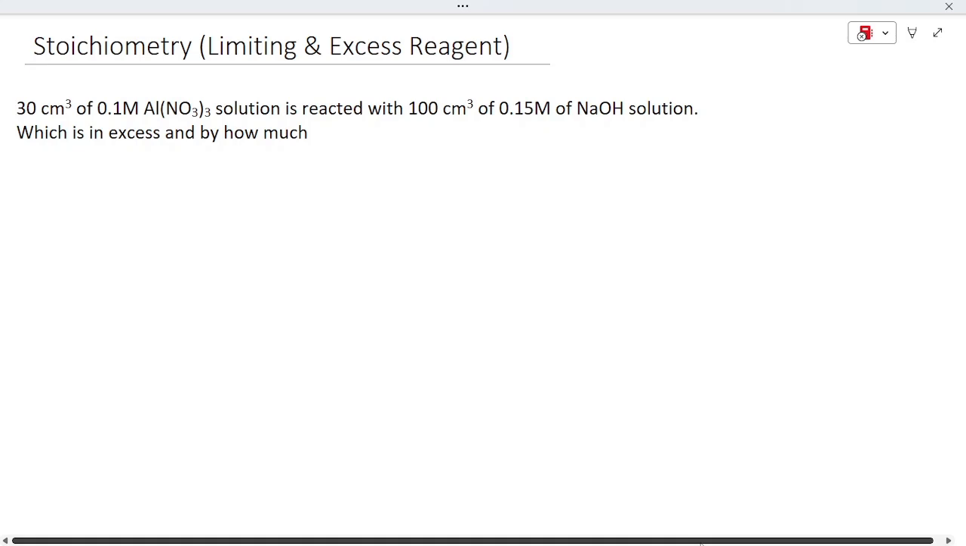We are running to the end, gradually, of stoichiometry. We've dealt with the various types. Now we are looking at limiting reagents and excess reagents. And that's what comes with this first question.